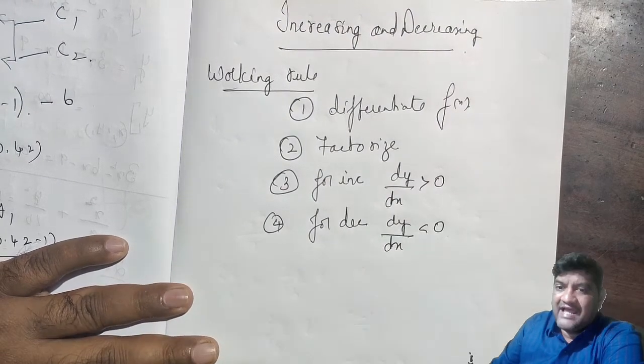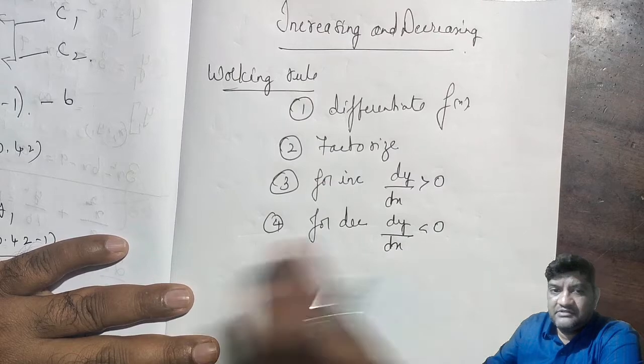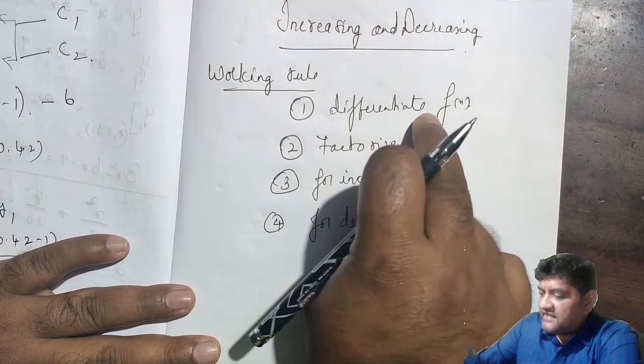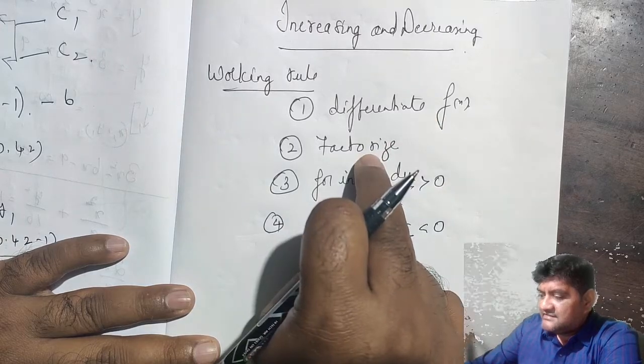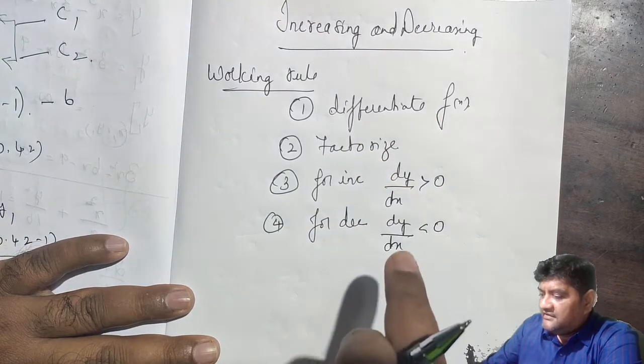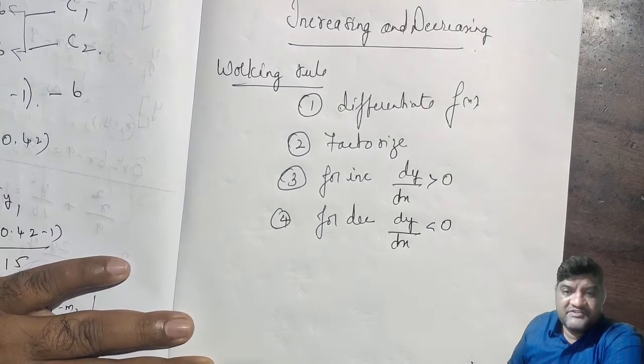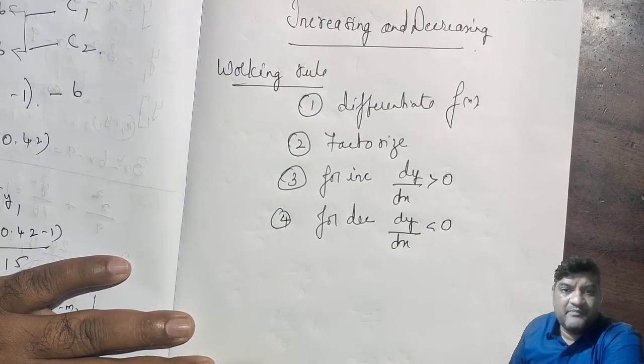Be it an algebraic function or a trigonometric function, it is very, very simple. Differentiate, factorize, increasing, decreasing. Let's pick up a simple question, a very simple question. Actually, I'm going to pick up a degree 3 equation.